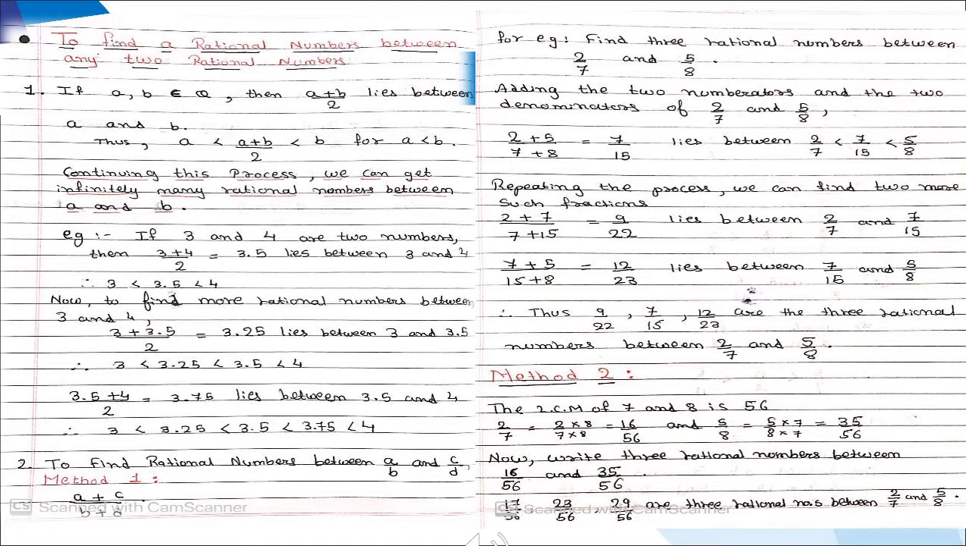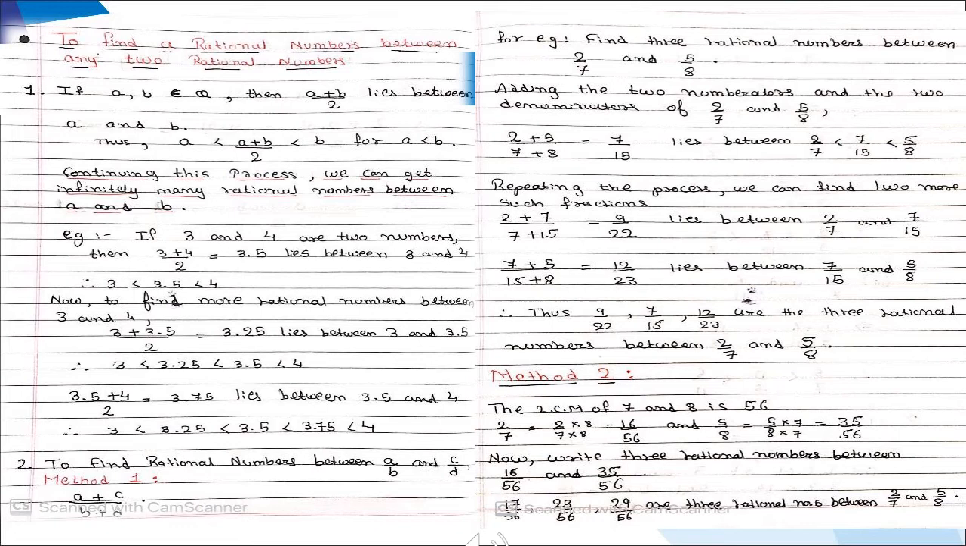Write it in proper order. So the lowest will of course be 9 upon 22 because it lies between 2 upon 7 and 7 upon 15. Then in the middle it is 7 upon 15, and then between 7 upon 15 and 5 upon 8 there is the fraction 12 upon 23. So this is how you can find the rational number between two rational numbers given in the form of p upon q. So the method in short is to add the two numerators and denominators of the rational numbers between which you want to find the rational numbers.